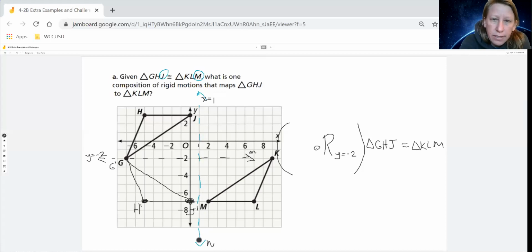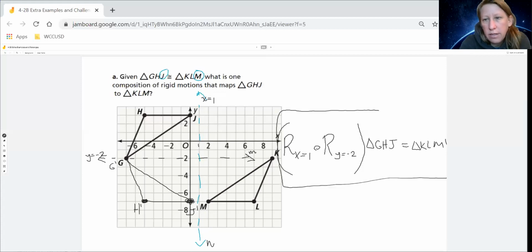So that's what I did next. I reflected it over the line x equals 1. Okay, when I did that, I got G to match up onto K. I got H to match up onto L, or map, and I got J to map onto M.